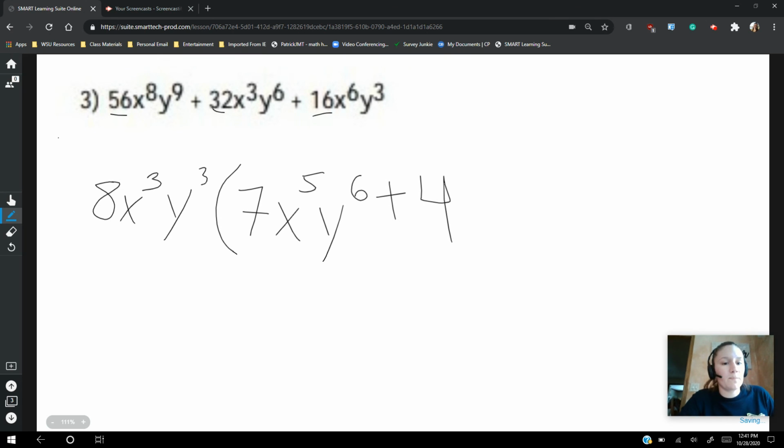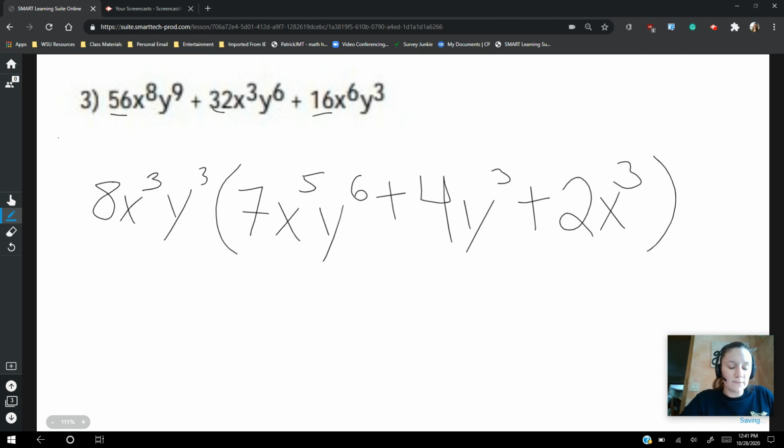x^3 and x^3 is 1, but we can cancel that out, so we don't need the 1. Then we have y^6 and y^3, which is y^3. And the last term, 16 divided by 8, which is 2. And then x^6 and x^3 goes down to x^3, and y^3 and y^3 become 1, which we don't need. So there's that first one.